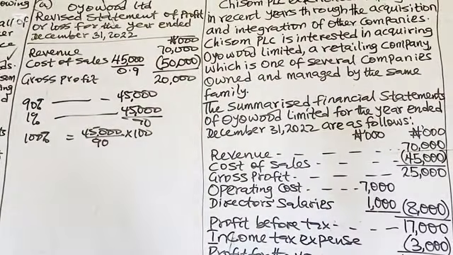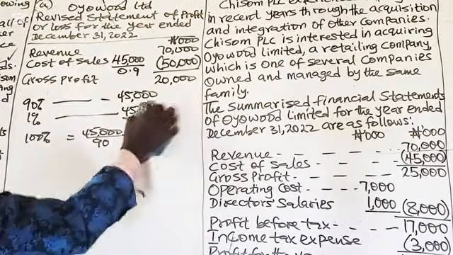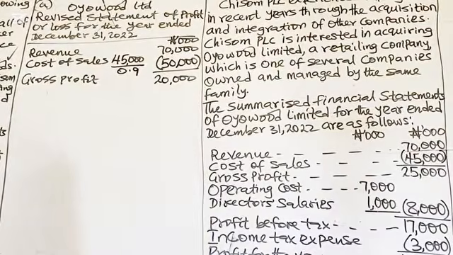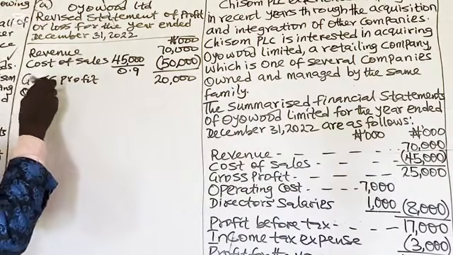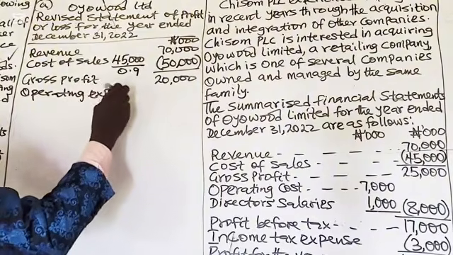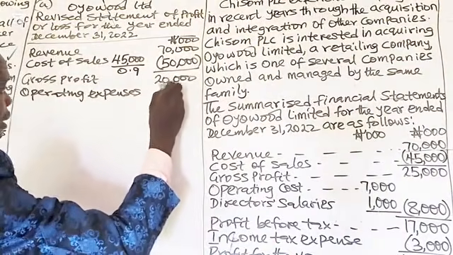We are going to replace the director's salary. The director's salary is given to be 1 million in the statement of profit or loss. That 1 million will be replaced by the director's remuneration given in note 2. So we have operating expenses. There are no adjustments to that. The operating expenses amounted to 7 million naira.